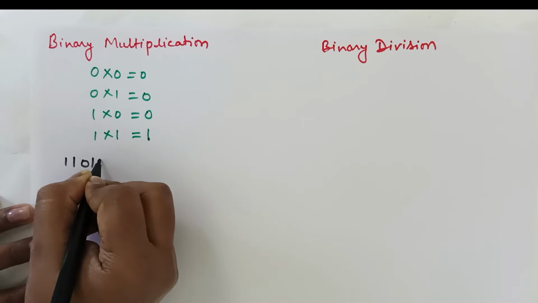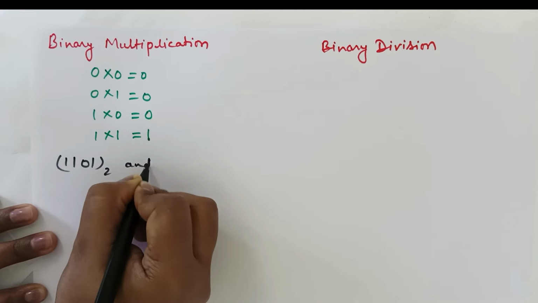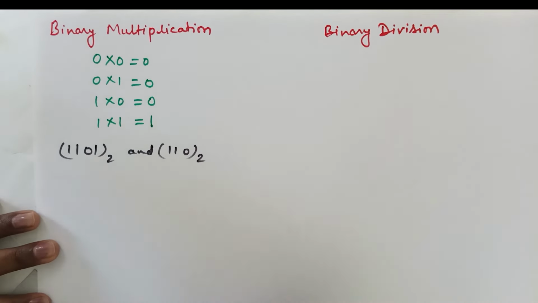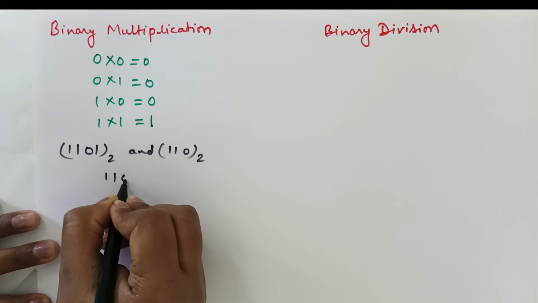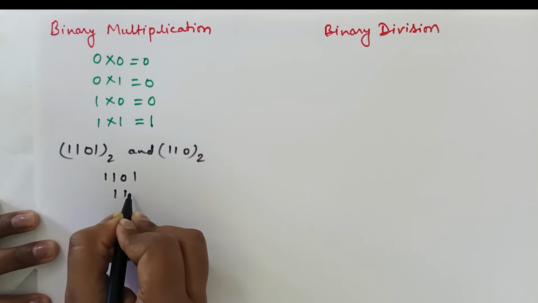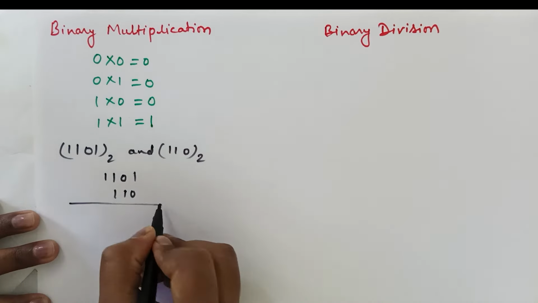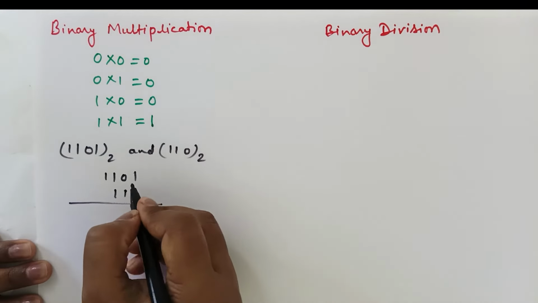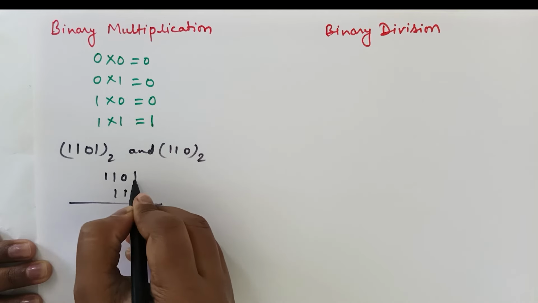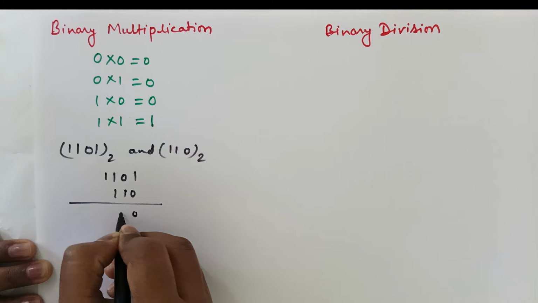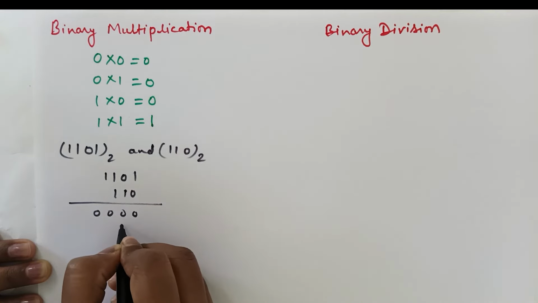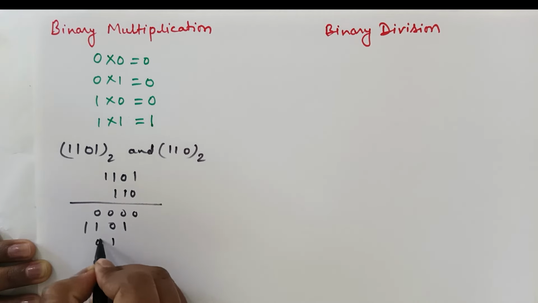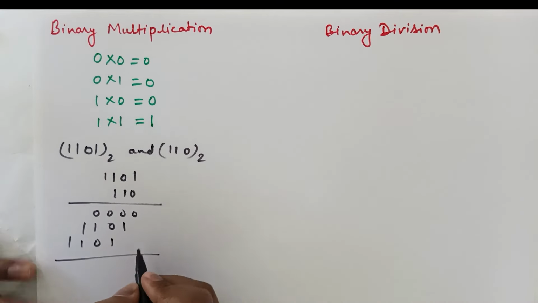1101 and 110. We have to multiply these two numbers. I will write the two numbers, 1101 and 110. We do the multiplication in the same process as we do for decimal numbers. We'll multiply these bits with the first bit: 0, 0, 0, 0, then with the second bit: 1, 1, 0, 1, then with the third bit: 1, 1, 0, 1. And we'll add all these three.